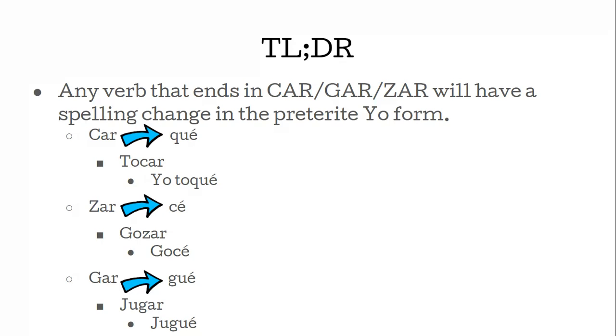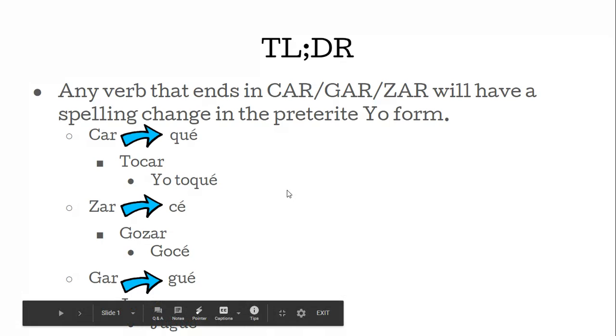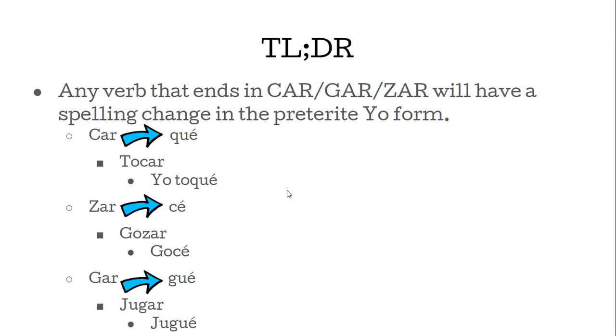Here's what happens. In la forma de yo, if a verb ends in -car, as in tocar, it will be spelled yo toqué. If a verb ends in -zar, like gozar, it will be a c, gocé. And if the verb ends in -gar, va a terminar con gue, jugar, jugué. So these are just the yo forms. I'm going to go through why, but that's what it all boils down to. In the yo form, if your verb ends in -car, -gar, or -zar, it'll have a spelling change to -qué, -cé, or -gué.